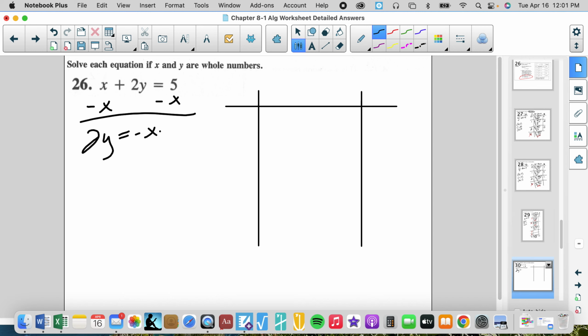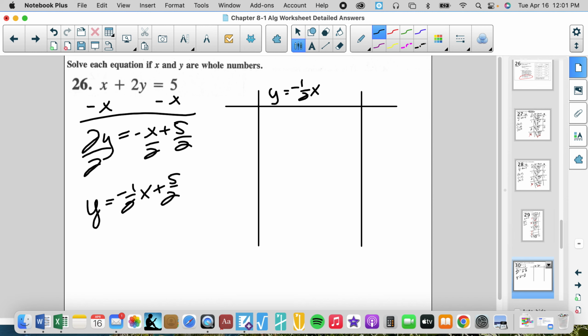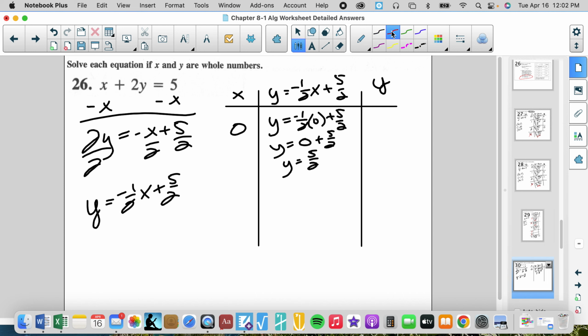Minus x, 2y equals negative x plus 5, divide by 2, divide by 2, divide by 2. Y equals negative 1/2 x plus 5/2. We're going to keep it like that. It's going to be interesting to see what works and what doesn't work. 0 is not going to work because we're going to be left with 5/2. Did you see that? You see how this starts working in the trick on how that's a no-go. Can't have a fractional answer.